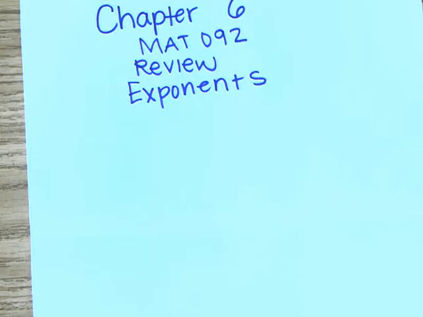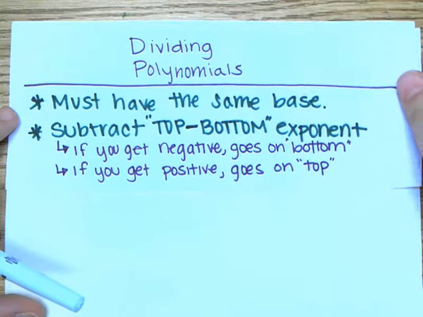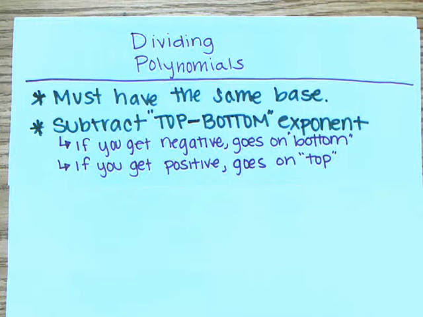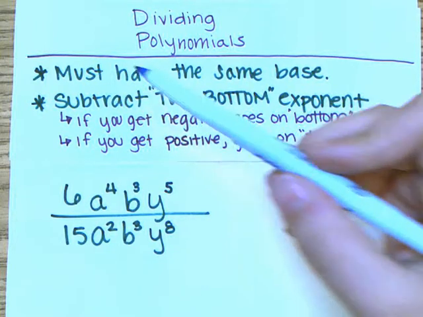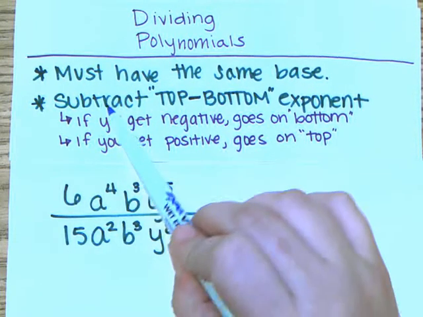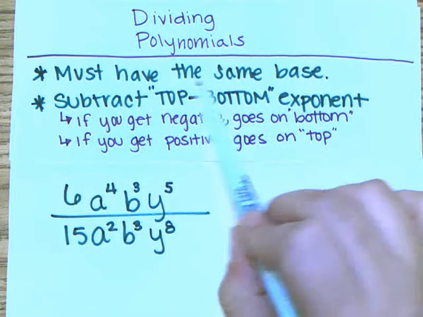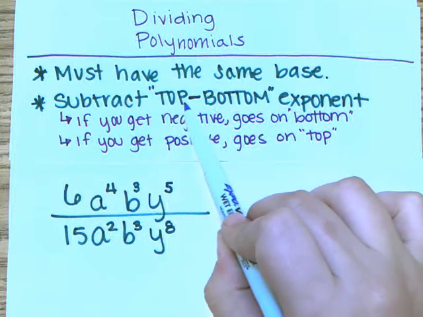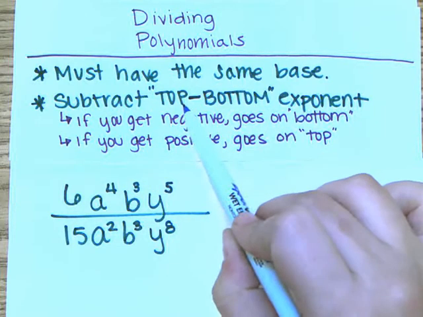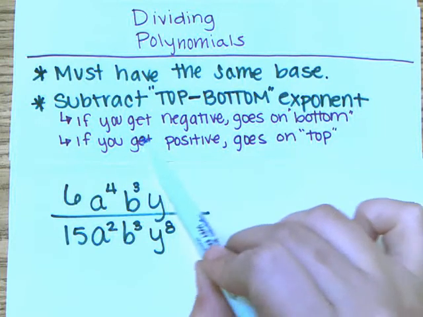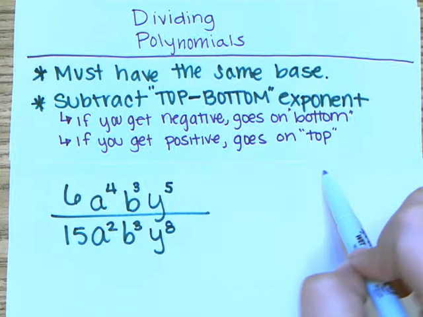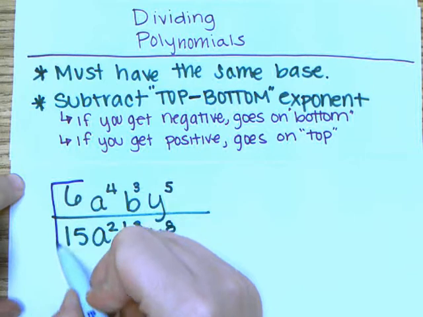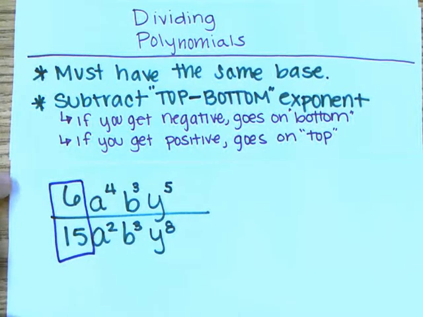Okay, our next rule is for dividing polynomials. So for example, to divide polynomials, they must have the same base. If they do, we're going to subtract the top exponent minus the bottom exponent, so numerator minus denominator. If you get a negative, it goes to the denominator. If you get a positive, it goes on top.